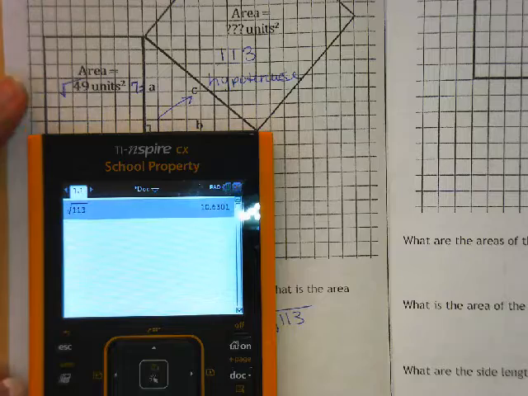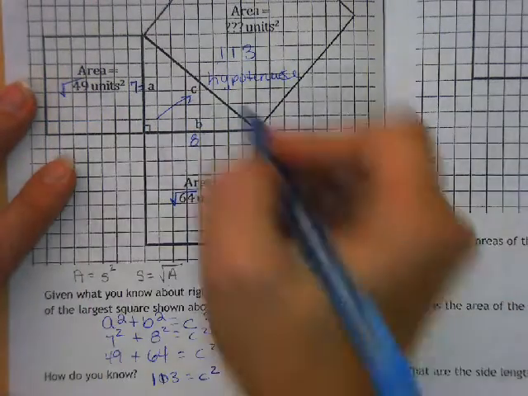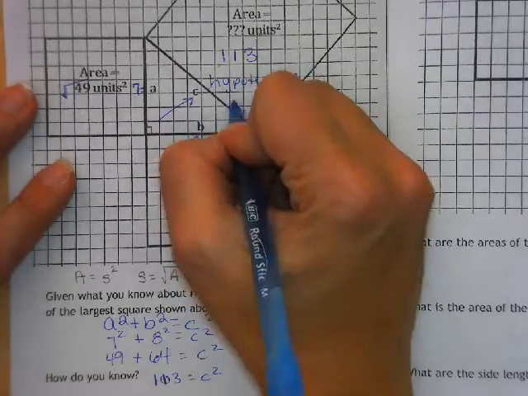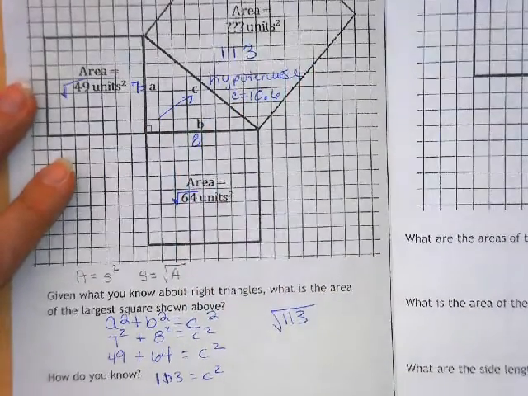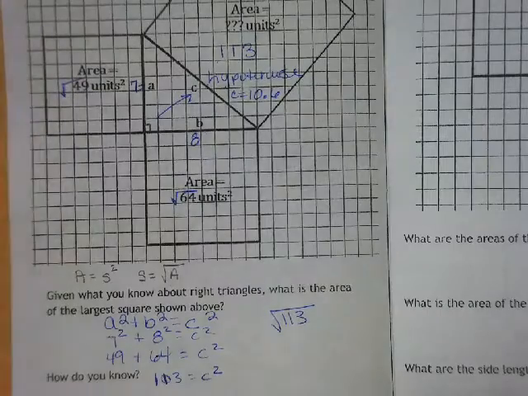10.6301. So we could call it what? 10 point what? 10.6. So we could say C equals 10.6. Okay, are you seeing the relationships between the squares and the square roots we did before?